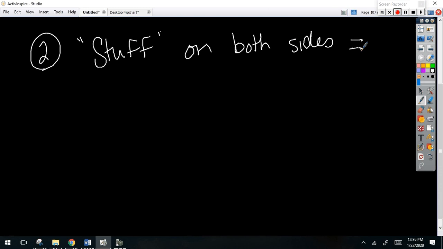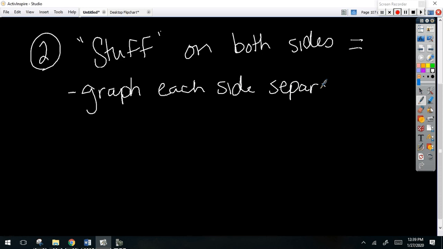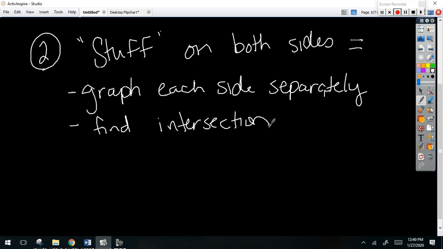Okay, what we're going to do here is graph each side of the equal sign separately, and then we're going to find the intersection of the graphs, because the points that they share are our solution points, okay? So we'll graph each side separately, and then we're going to find intersection. For example, let's say that I have, well, let's do an absolute value.